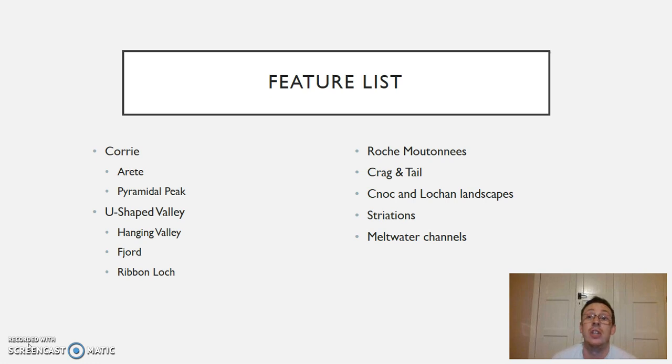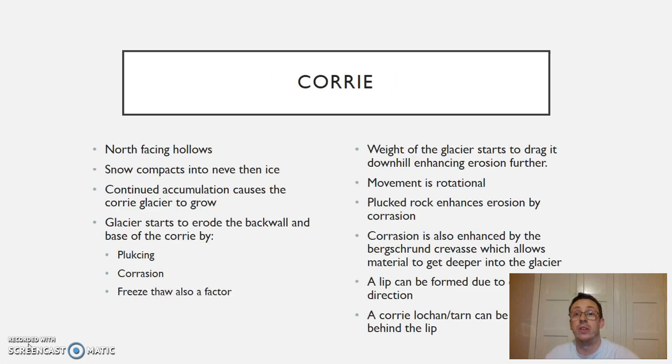Now we've got some other features as well. We've got roches moutonnées, crag and tail features, knock and lochan landscapes, striations and meltwater channels. Now we'll start today with one of the main features that we tend to look at, and that's corries.